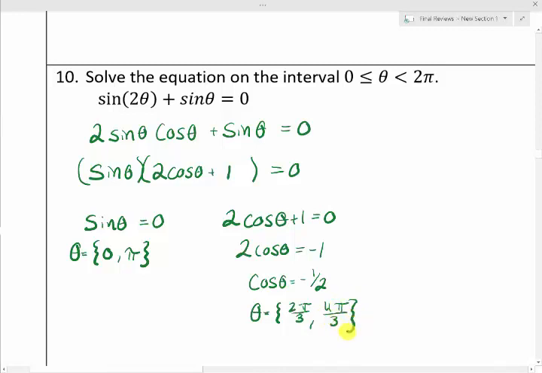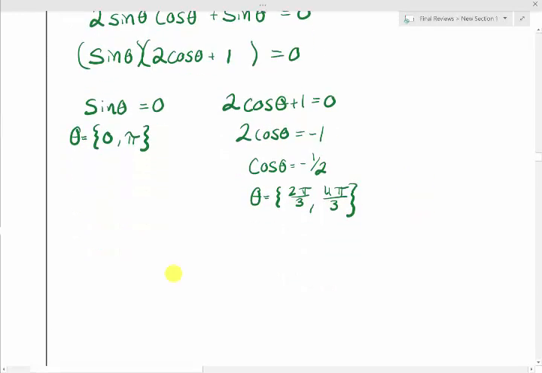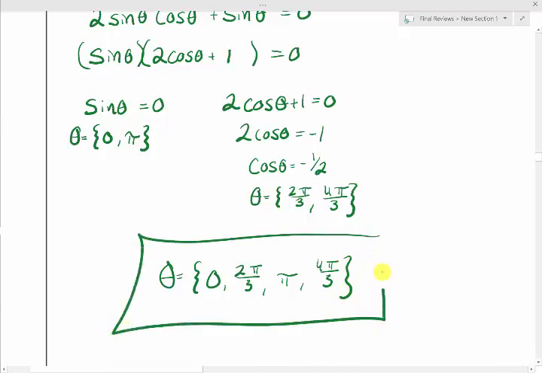So all of the angles that we found that make my function equal to 0 will be my answer. So my answer will be 0, 2 pi over 3, pi, and 4 pi over 3. And that's the end for number 10.